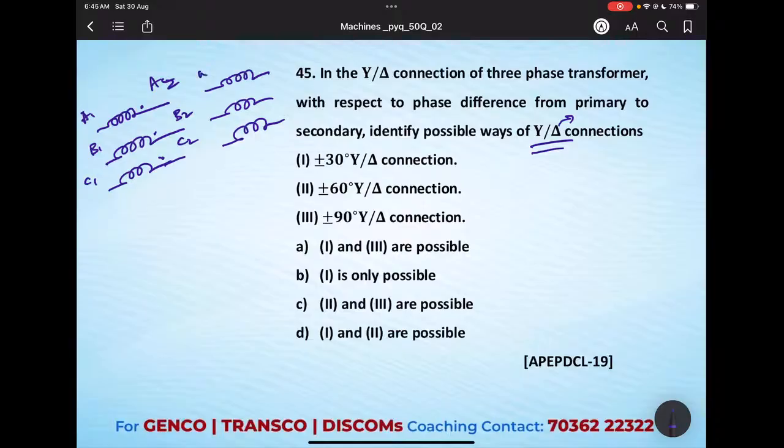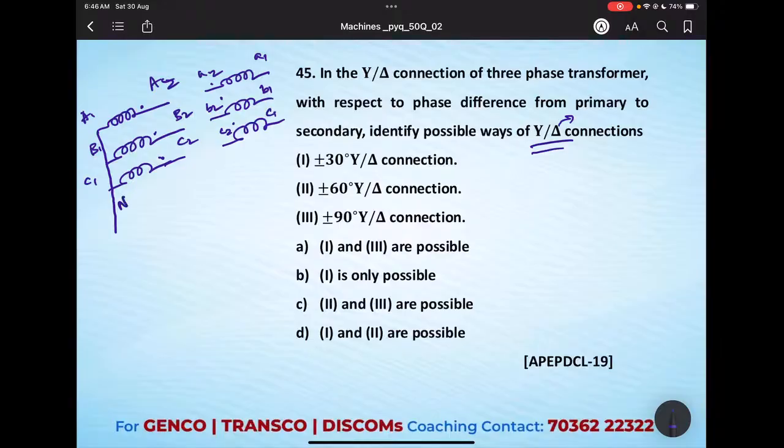Here it is: A1, A2, B1, B2, C1, C2. The dot rotation will be here like this. The primary: A1, A2, let's make it as neutral.